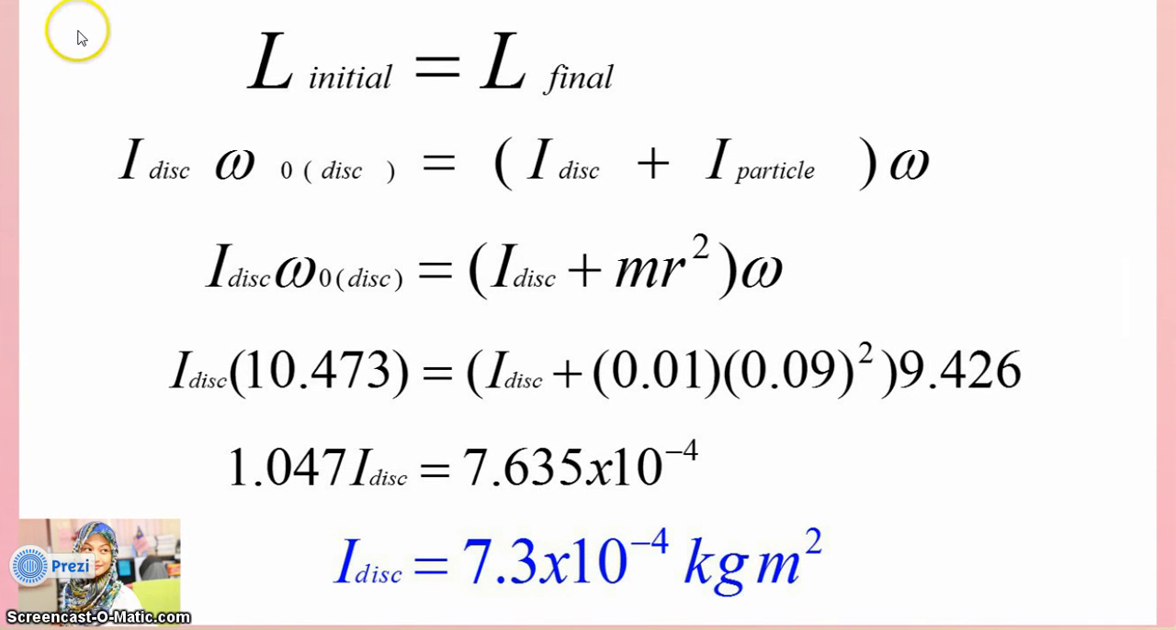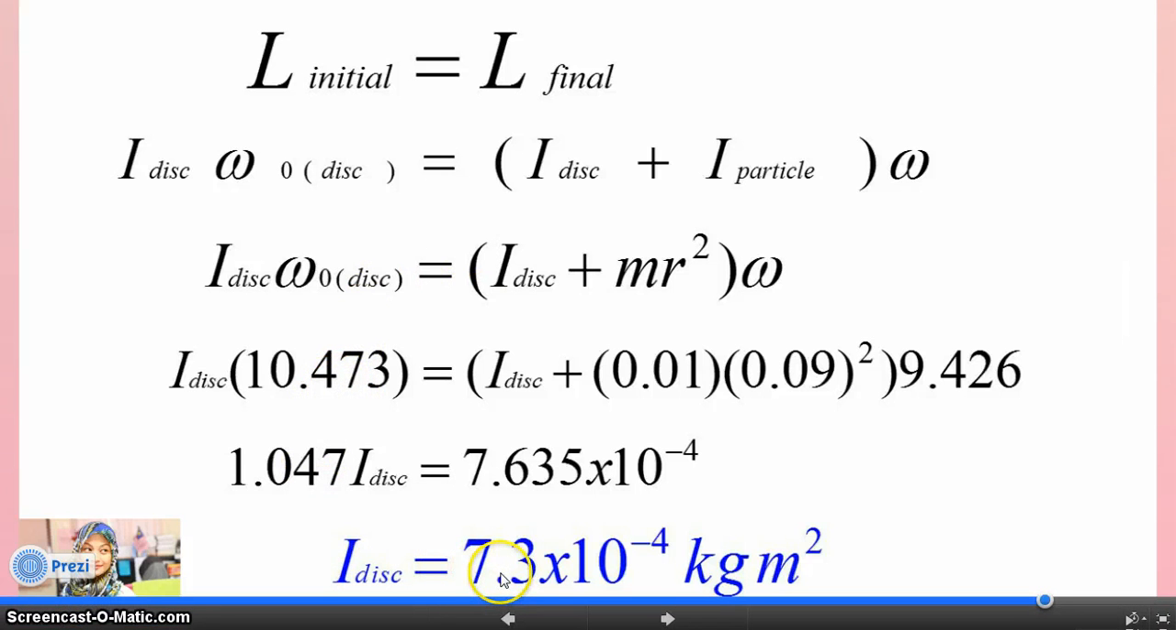After getting the values, we can use the principle of conservation of angular momentum, which is L initial equal to L final, and L is equal to I omega naught for initial, and for final it would be I disc plus I particle since they move together with common angular velocity omega. We substitute I particle as m r squared. Substitute all the values that we get from the question and we will get I disc is equal to 7.3 times 10 to the power of -4 kilogram meter squared.